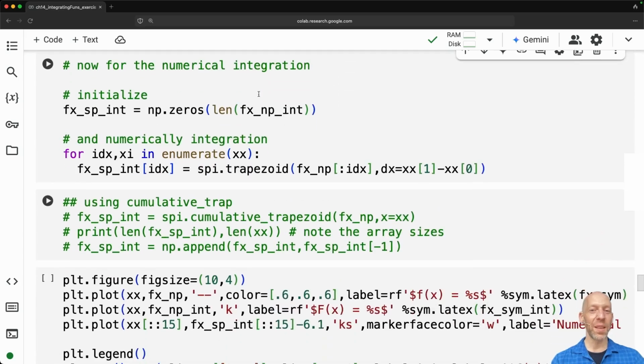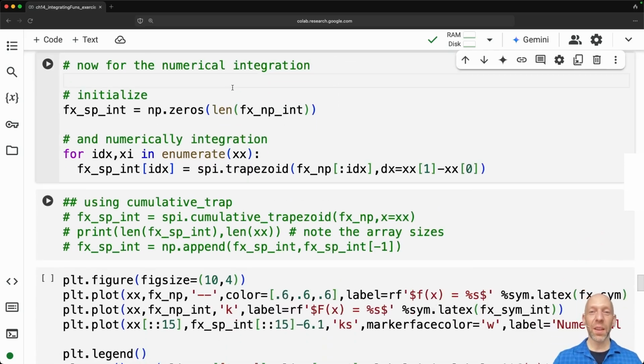Now we get to the numerical approximation. Here is how you do this. Remember that the indefinite integral at each point x sub i is defined as the integral from minus infinity up to x sub i. So you can approximate the indefinite integral by calculating the definite integral at each point of x, the definite integral from minus infinity up to that point in x.